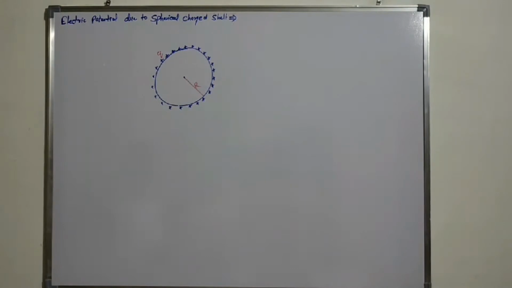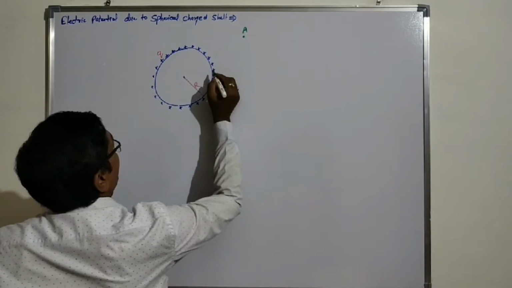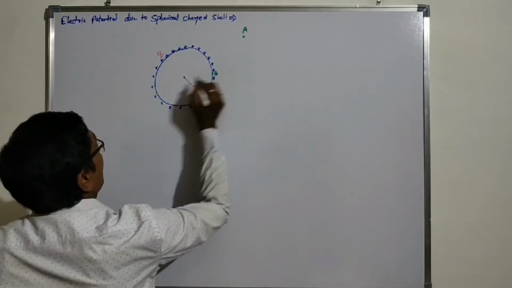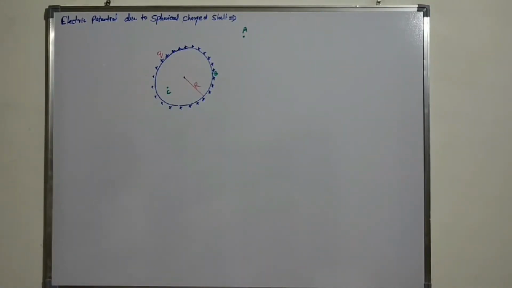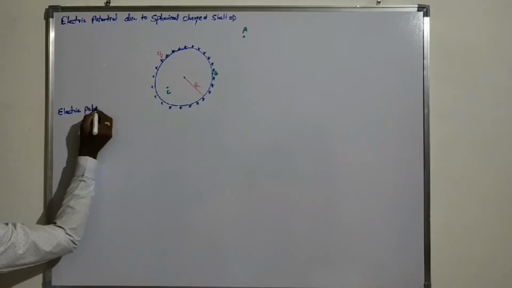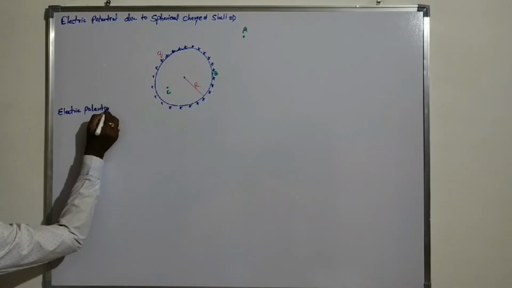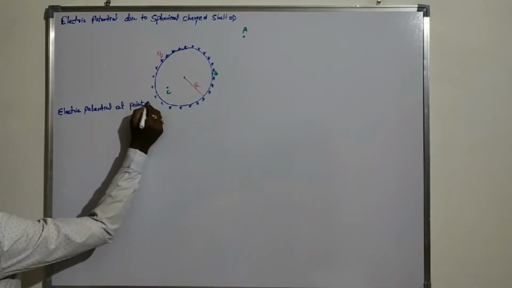So now we have to find the electric potential at three places. The first place is here, this is point A. The second place is here, this is point B, and the third place is here, this is point C. According to the first situation, we can find the electric potential at point A.